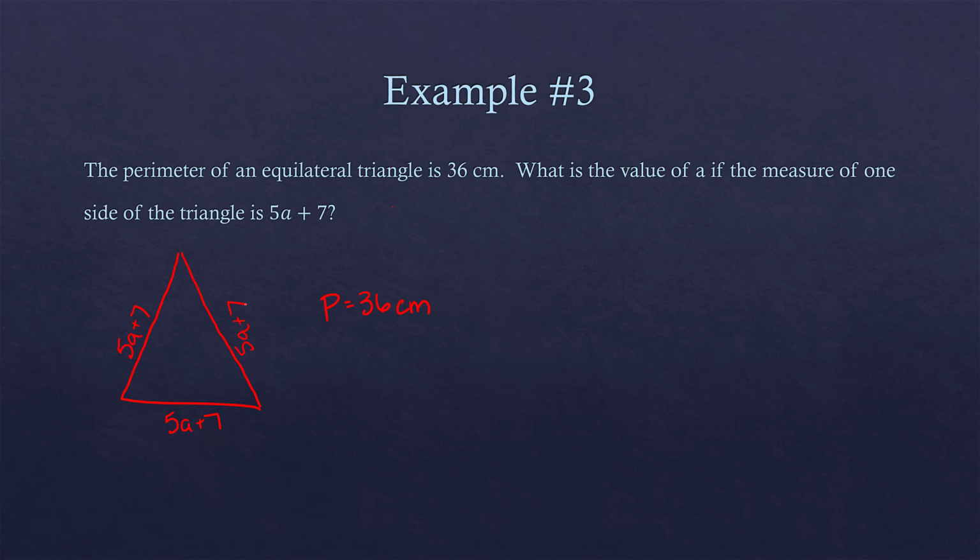Now we can use that definition of perimeter: add up all the sides to equal 36. One side, my second side, and my third side. Combine like terms, and solve for a.